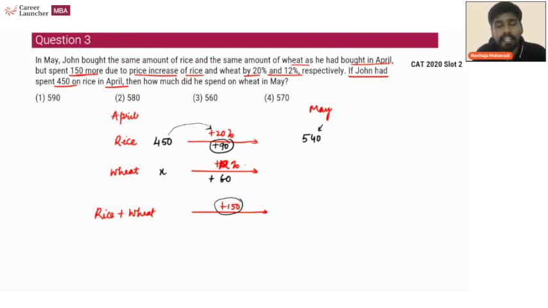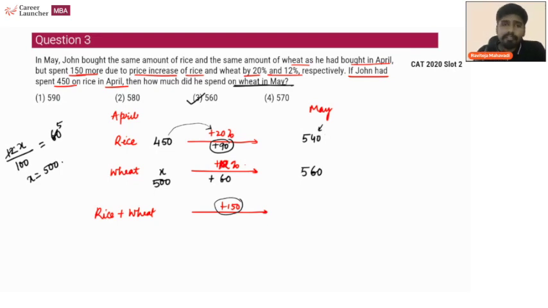So let us say that he spent x rupees on wheat. So x grows by 12% and it grows by 60. So 12% of x must be equal to 60. 12 by 100 of x must be equal to 60. So x must be equal to 500. So he must have spent 500 rupees on wheat in the month of April. That means he will spend 560 rupees on wheat in the month of May. The question is, how much did he spend on wheat in the month of May? It has to be 560.